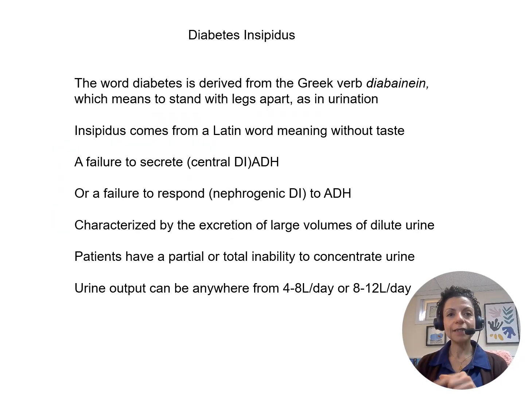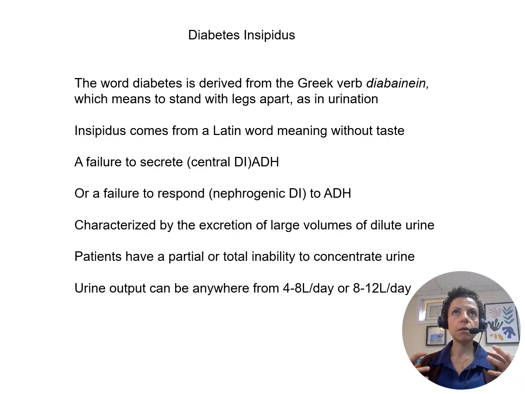The second condition is the opposite situation. In diabetes insipidus, we now have a condition where either you are not producing ADH or your kidneys cannot respond to ADH. And so the net effect is basically hyposecretion. So diabetes insipidus, this is interesting, right? We think about the word diabetes as being a blood sugar problem. But in fact, the word diabetes is derived from the Greek verb diabeinin, which means to stand with legs apart as if in urination.